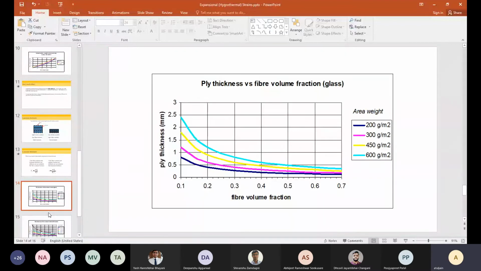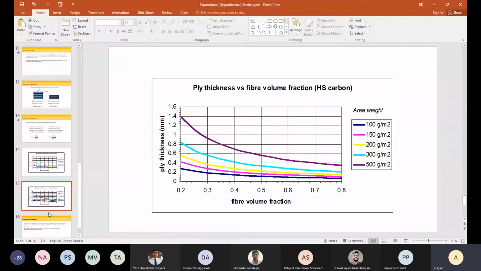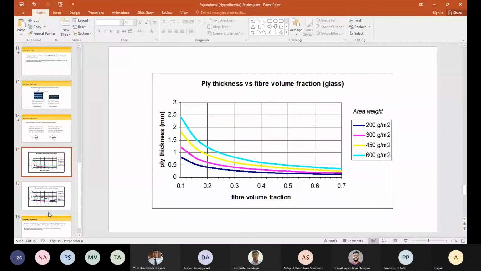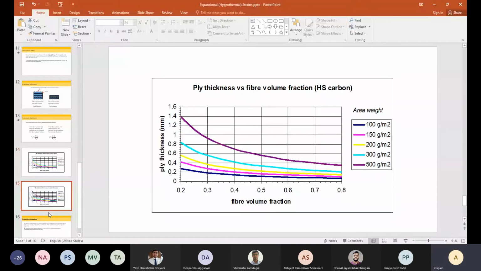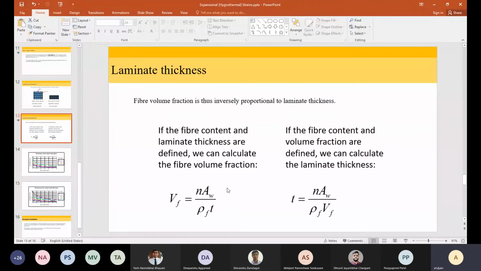Okay, so ply thickness and fiber volume fraction will vary non-linearly because they are inversely proportional. Similarly for ply thickness and fiber volume fraction for different areal weights for glass and carbon fibers, we see similar non-linearity. Another thing is, if the areal weight is high, for the same fiber volume fraction, the ply thickness is also high. As the areal weight increases, the ply thickness also increases. All this is coming directly from this formula.